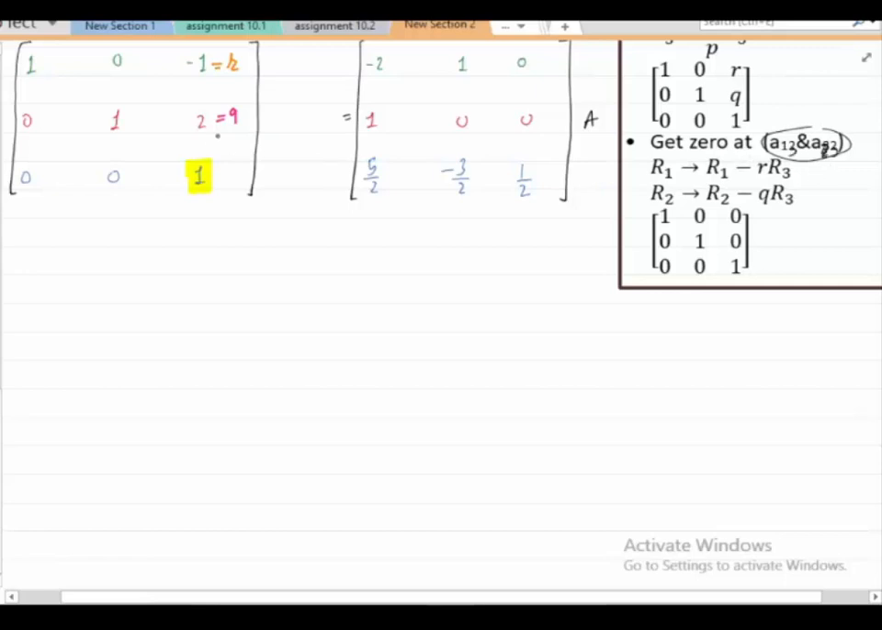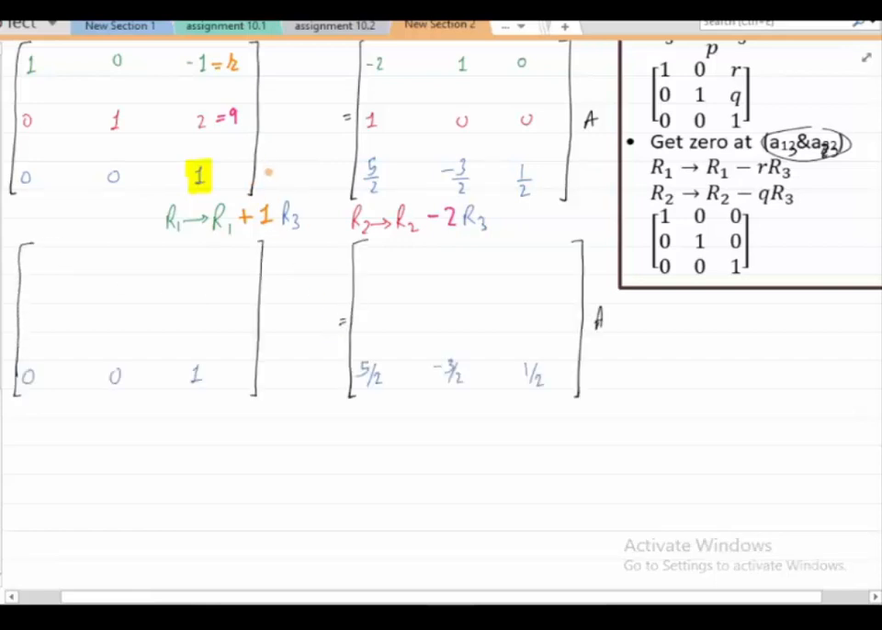and a23. The operation R1 gives R1 minus R, or we can say minus 1, so it will become plus 1 R3, and the next operation should be R2 gives R2 minus Q, or we can say 2 R3, right? In both processes our third row will be as it is, so let's write down as it is.